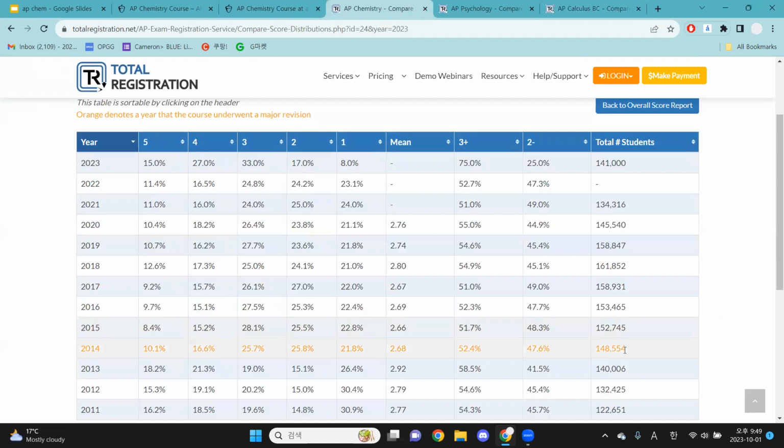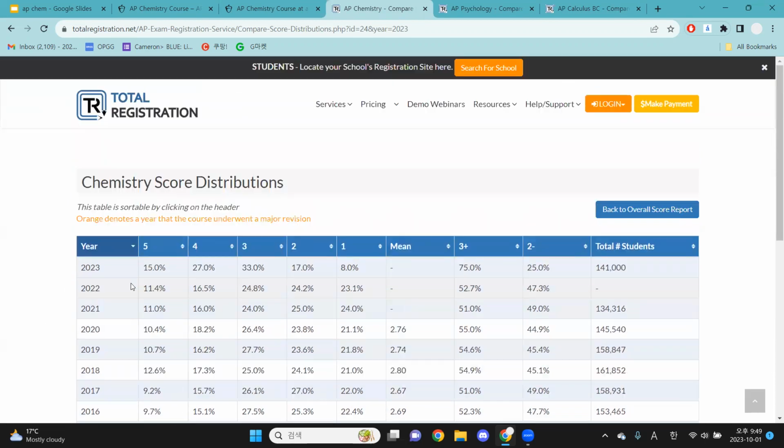And the reason why this has an orange mark is because the AP Chem exam has been renovated once, in which they entirely changed the format of the exam in 2014, I believe. They just changed how the MCQ and FRQ would work out. So that's why they have this. So the exams after 2014 are different from the exams before 2014.